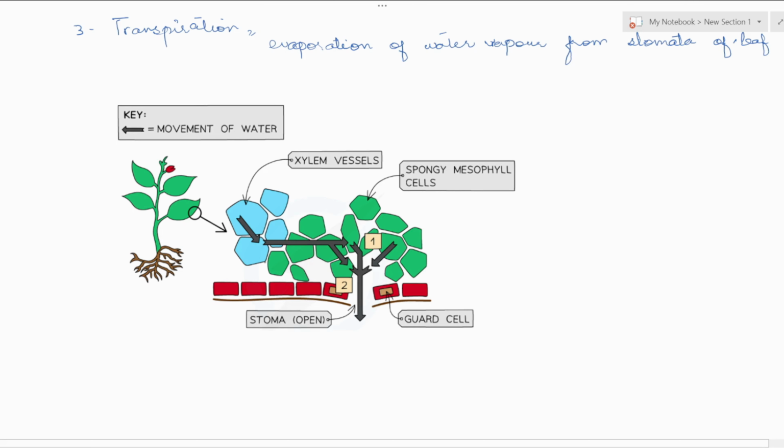Now, how do we use this diagram? This diagram is simply showing you the movement of water molecules from xylem. It moves into the mesophyll cells, and from mesophyll cells, it moves into the air spaces, from where it gets evaporated through the stomata. So it would be like this: xylem, mesophyll, then air spaces, then stoma. Yes, because air spaces are present in spongy mesophyll.